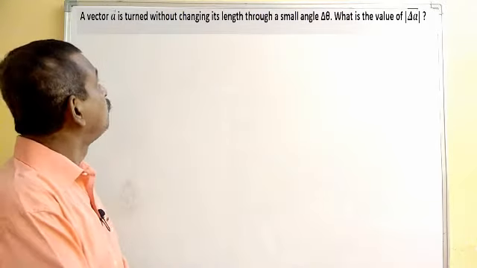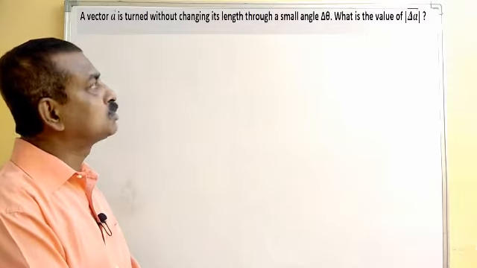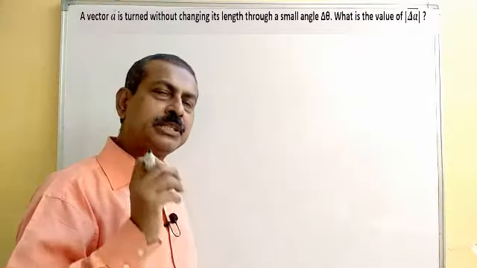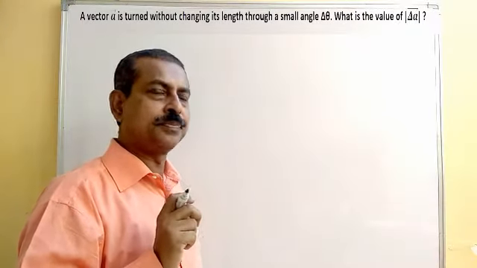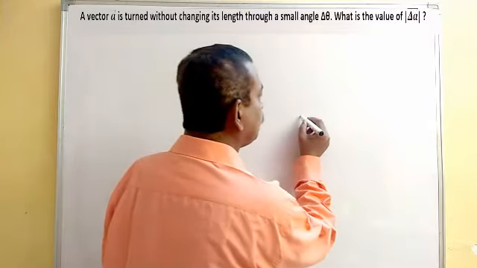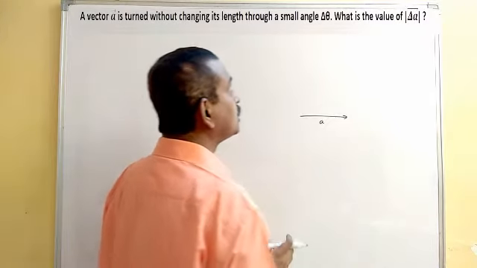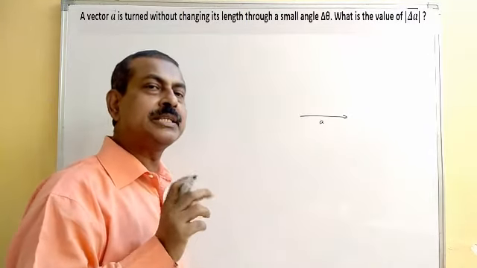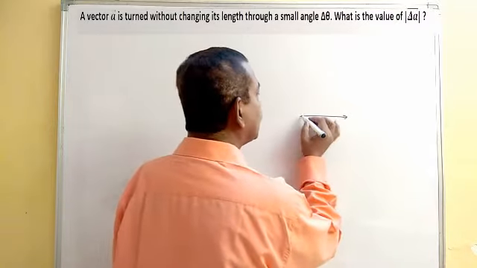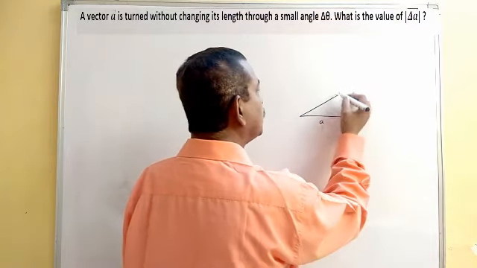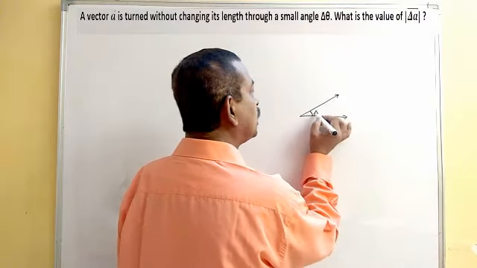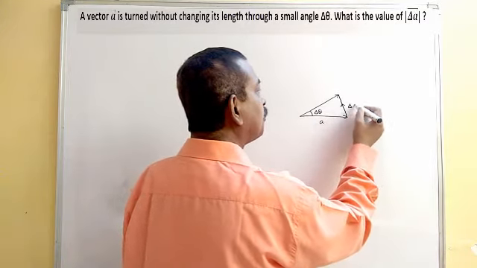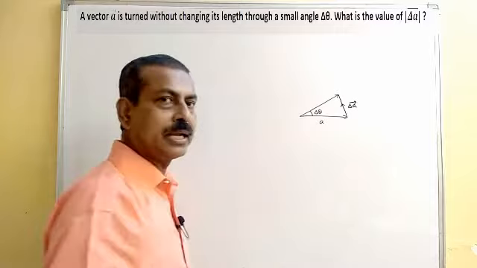First question: a vector is turned without changing its length through a small angle delta theta. What is the value of delta A vector? It is a very simple question, but a tricky one. It is said that a vector A is changing its direction. It is being turned through a small angle delta theta without changing its length. So if this is vector A, and it has been turned through delta theta, this is your delta A vector. We have to find the value of this delta A vector.